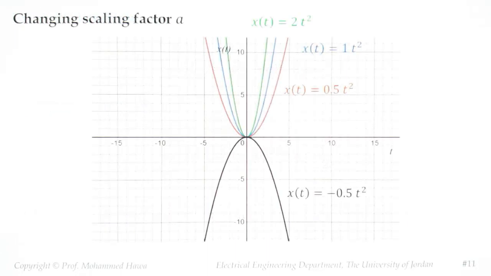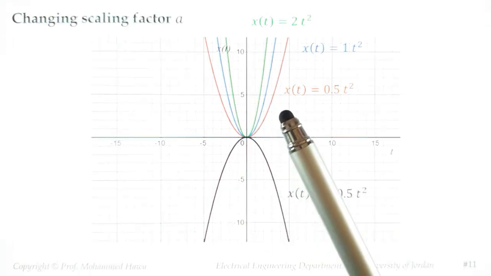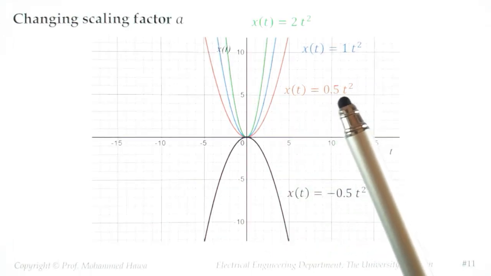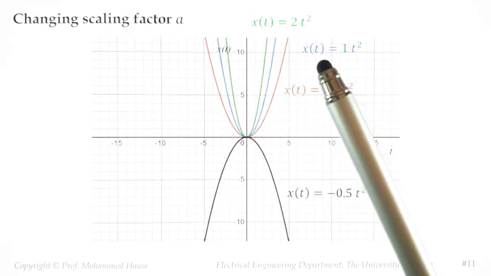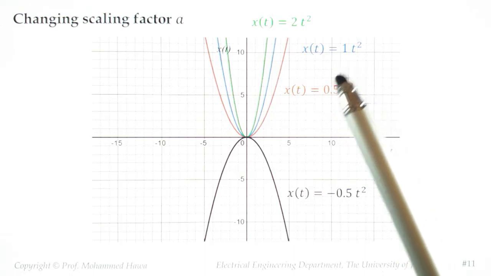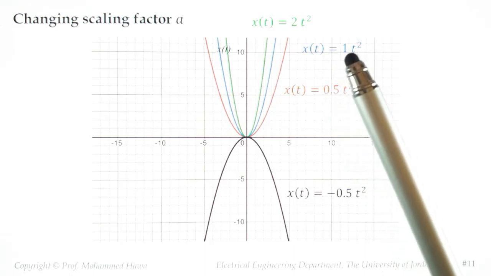In this diagram, I show you the effects of changing the scaling factor a on the parabolic function. I'll start with the red curve. x(t) is equal to 0.5 t squared. That's the simple unit parabolic function. And then I'll change the scaling factor from 0.5 to 1. I'll get 1 t squared.